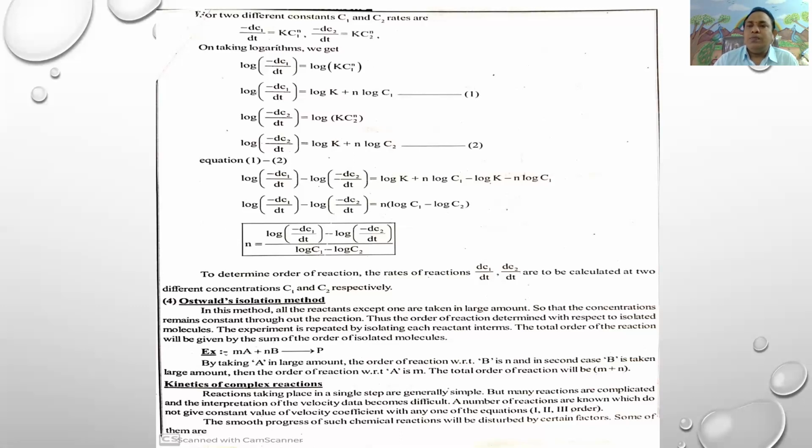Similarly, in the third step, C is taken as the isolated reactant. The rest, A and B, are taken in large quantities. The order with respect to C is Z. The total order of the reaction is the sum of the orders of the isolated reactants, that is X plus Y plus Z. That is the calculation of the order of the reaction. It is also called the Ostwald isolation method.